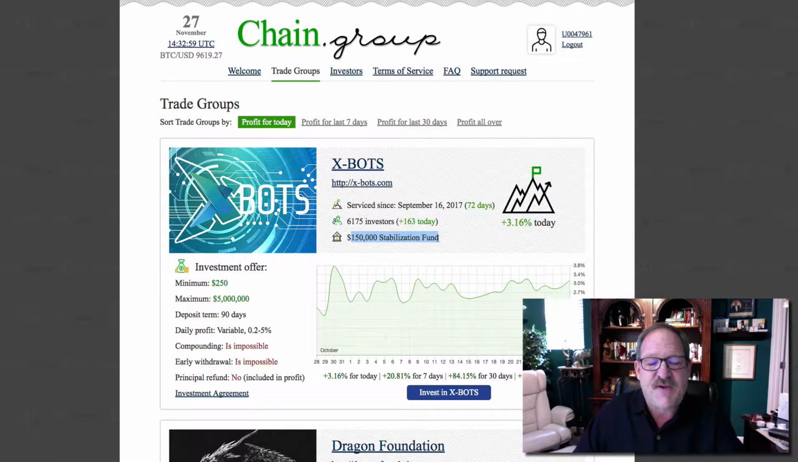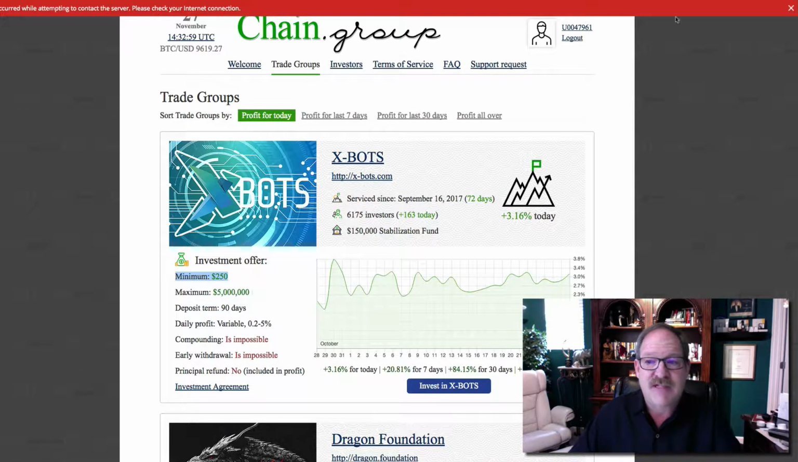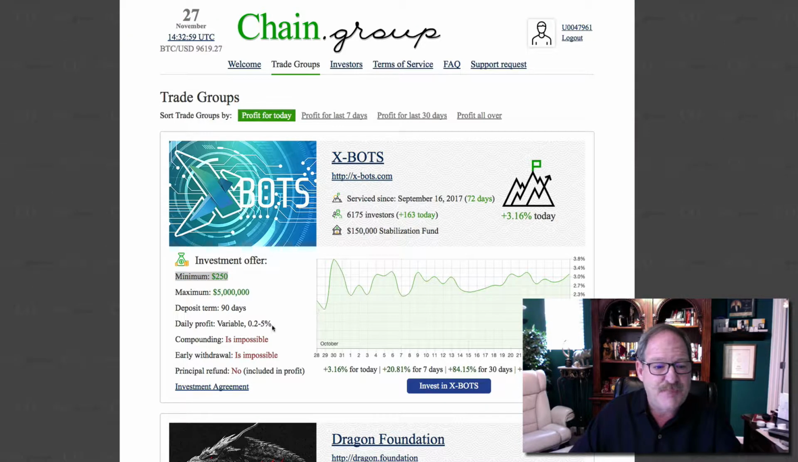What a stabilization fund is: if something happens, if this particular website goes out, they'll take the $150,000 and divide it between these 6,100 investors, and pay some of their funds back. Okay, but you continue to look here. There's a $250 minimum investment here, maximum $5,000. When you invest your money, it's tied up for 90 days.